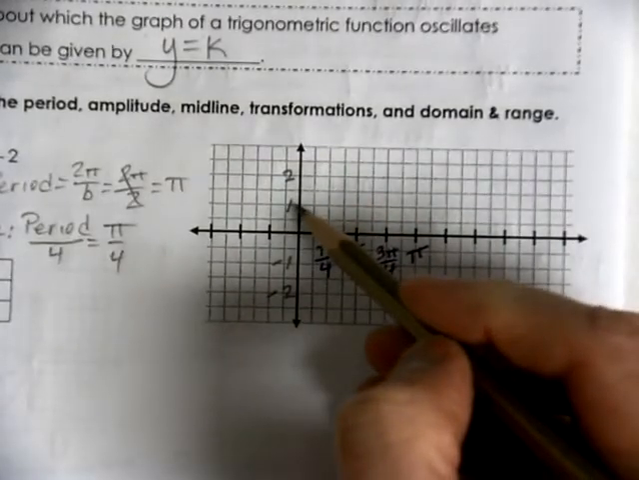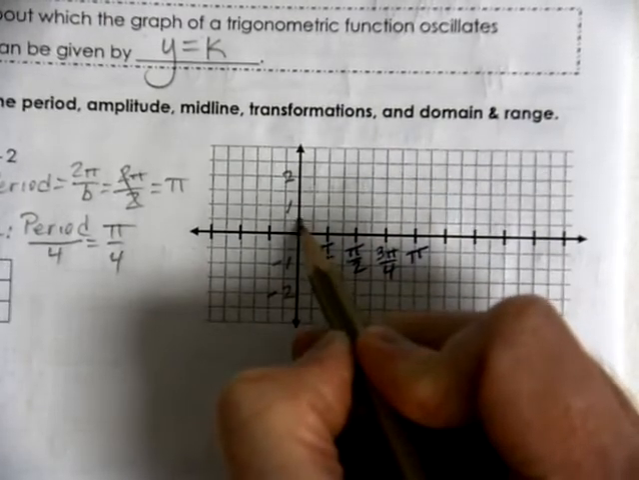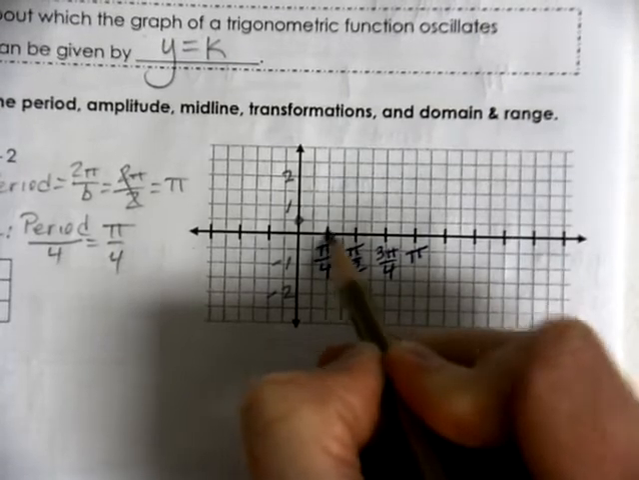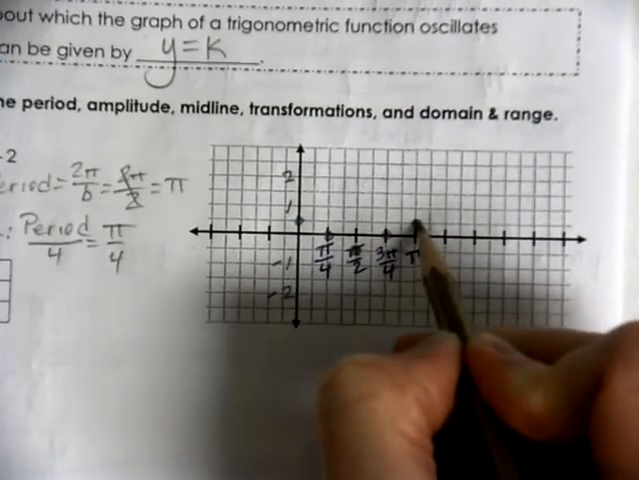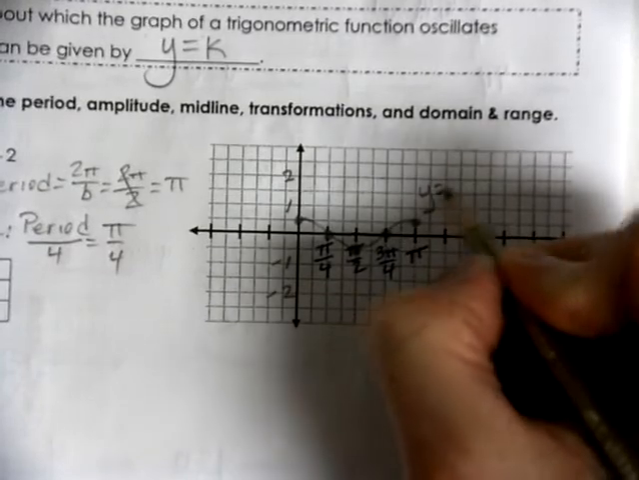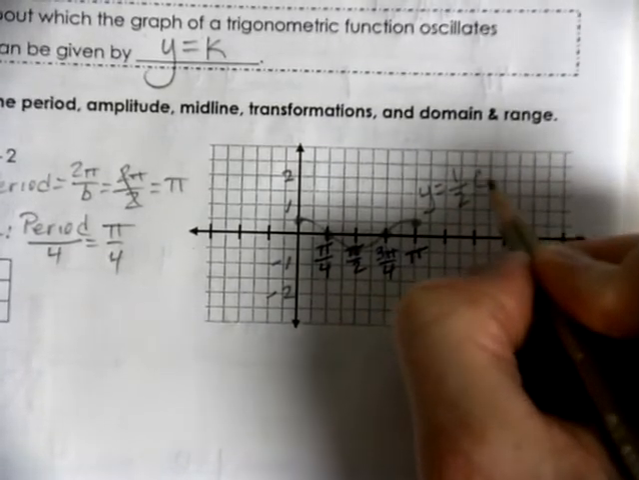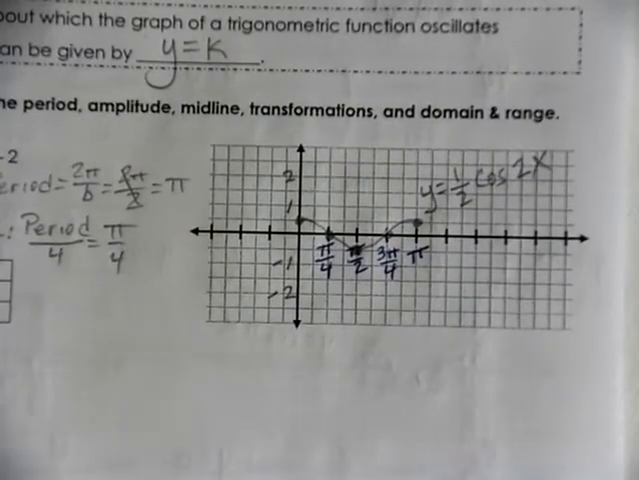So if the regular cosine graph would start up at 1, but we're going to graph half of the cosine, so we're going to start at a half, and then 0, and then negative a half, and then 0, and then positive a half. That's the graph y equals 1/2 cosine of 2x. That's combining two graphs of what we did yesterday into one graph here.